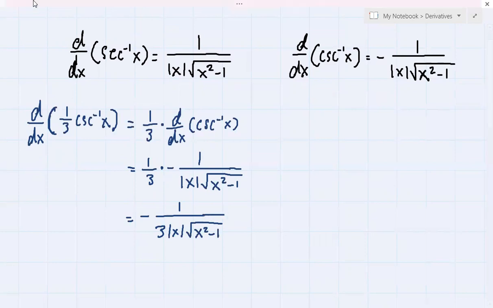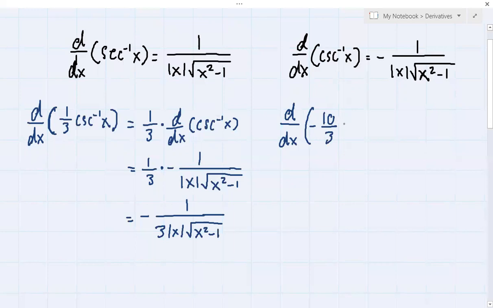O, diba? This is actually easy. Okay, madali lang to. Now let's have one last example. So let's just say we are asked to get the derivative of negative 10 all over 3 times arccosecant. So in here, magiging ano na to? Negative 10 all over 3 times the derivative of arccosecant.